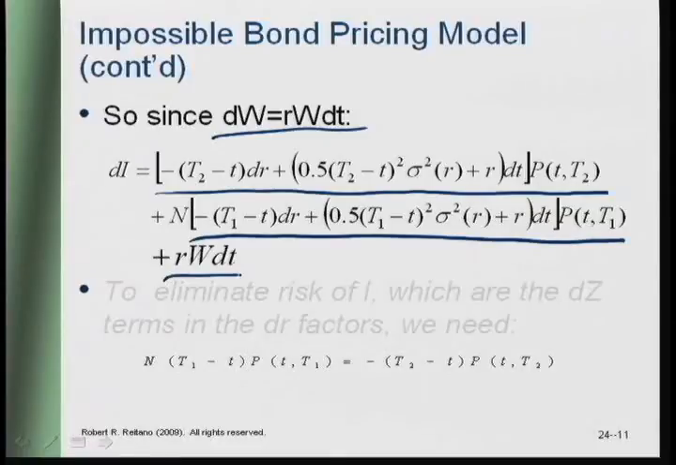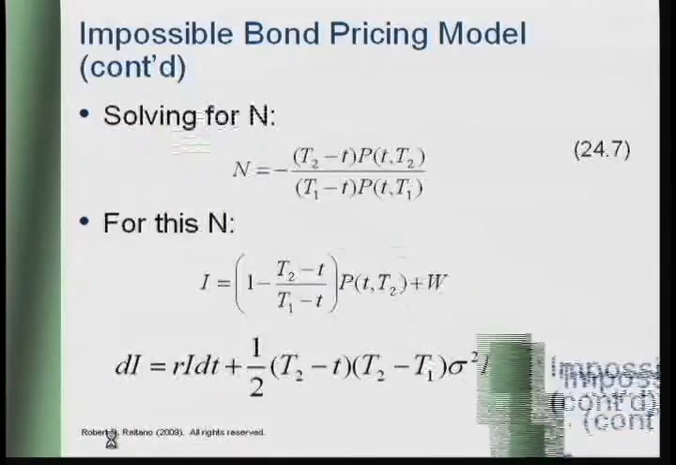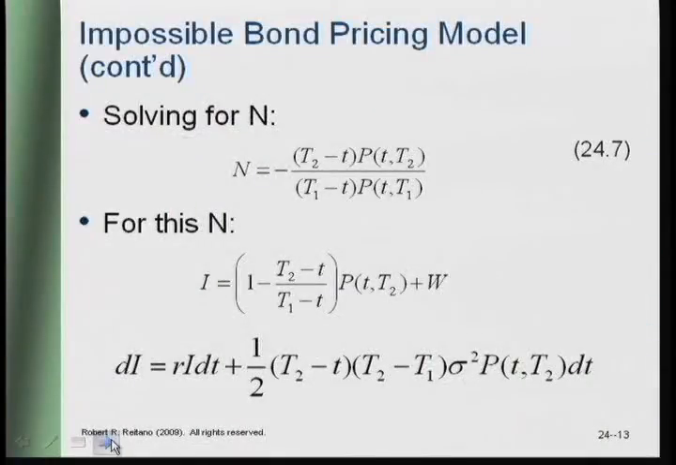So if we're interested in eliminating the risk in dI, we need to eliminate the dr terms, which contain the dz terms, the Brownian motion. In order to do that, we just simply observe what's the coefficient of dr and set it to 0, and we get that n has to be a ratio of basically a multiple of the term and the price of the zero.